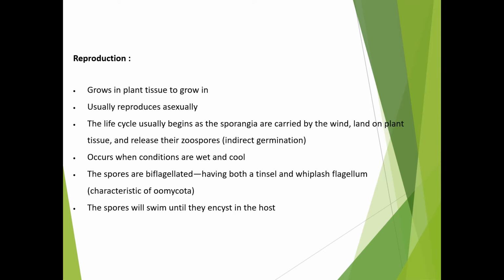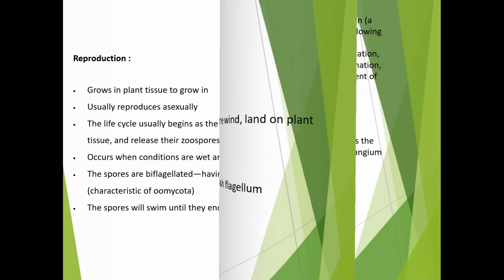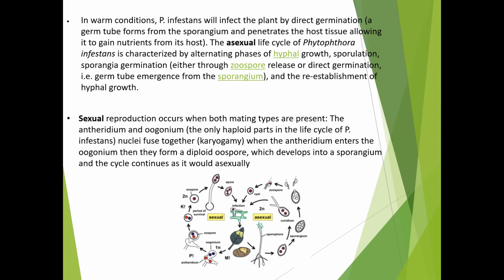The spores are biflagellate, having both a tinsel and a whiplash flagellum. This is a characteristic of Oomycota. The spores will swim until they encyst on the host. Reproduction of the pathogen involves asexual and sexual. In warm conditions, Phytophthora infestans will infect the plant by direct germination.